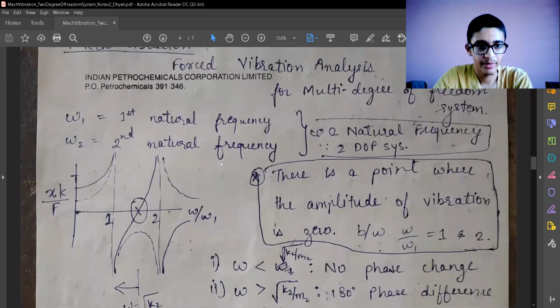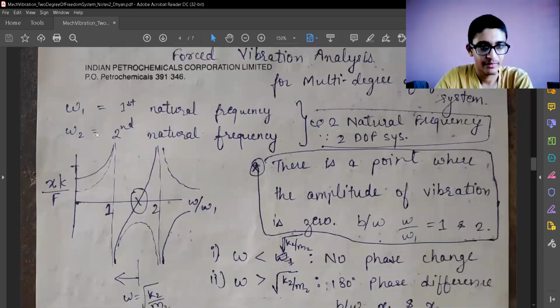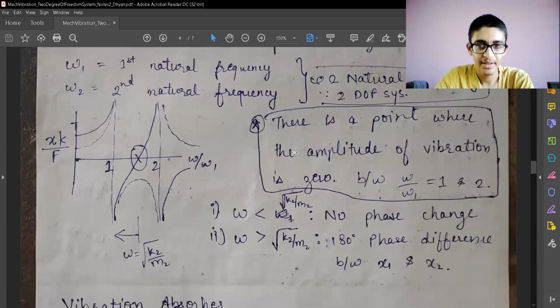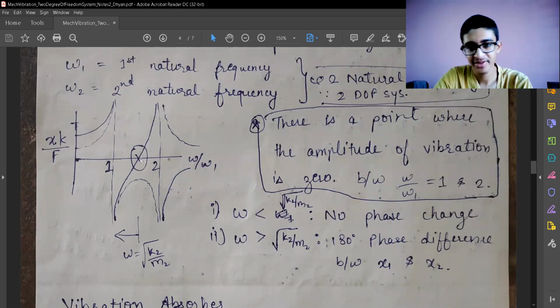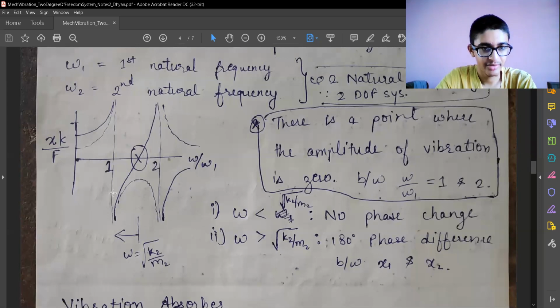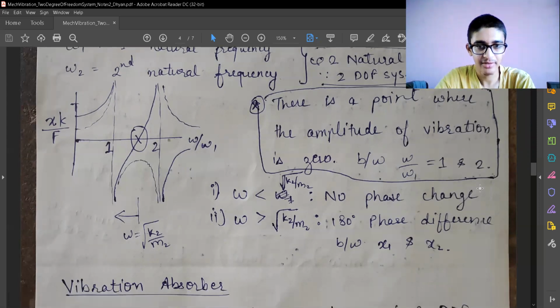So let's come over here. We have seen this chart. Omega 1 is the first natural frequency, omega 2 is the second natural frequency. And the main point of use for us is that there is a point where the amplitude of vibration is zero for the first mass. So the dark or continuous line is for the vibration of the first mass. The discontinuous line is for the vibration of the second mass. And that is between omega by omega 1 equal to 1 and 2, that is, in between these two values.